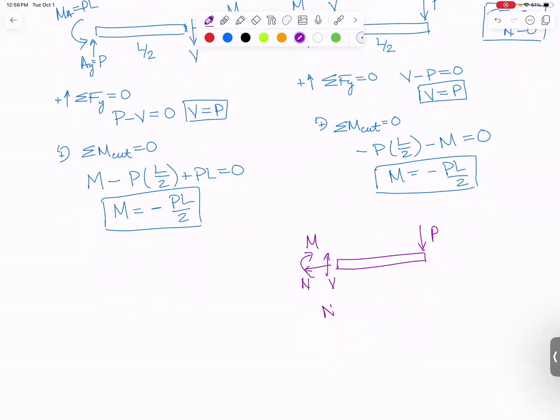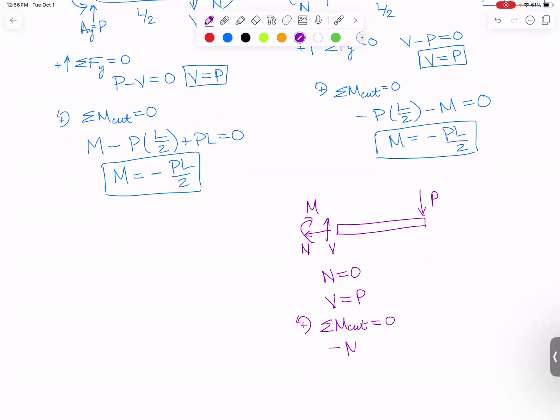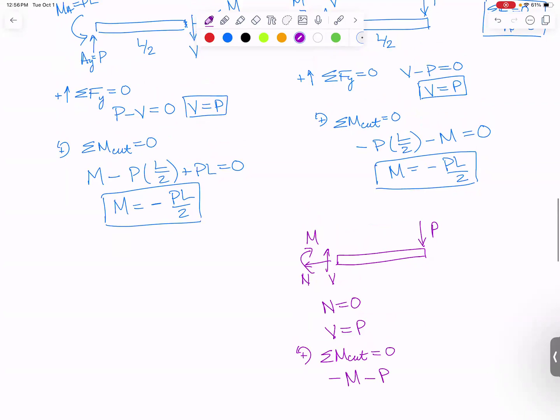From the X forces, N equals 0. If you sum forces in the Y direction, you get that V equals P. So summing moments about the cut, I'm going to have minus M minus P times how far away it is. So I need to figure out this distance.